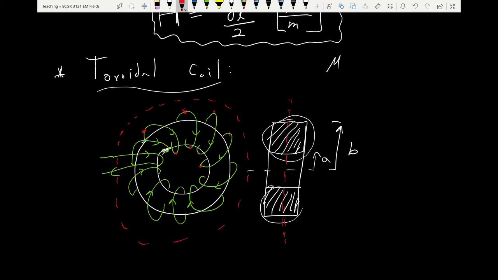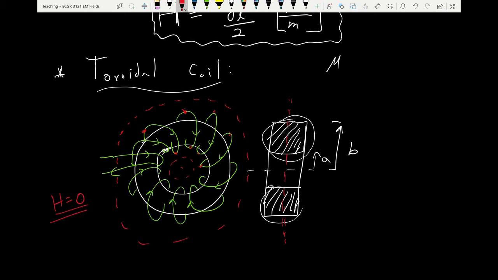So naturally we would expect any field outside the toroid to be zero. H outside the toroid is expected to be zero. Similarly, if my contour is inside the toroid, I would expect also H to be zero, right? So the toroid is configured in a way such that all the magnetic field is concentrated inside the toroid itself.